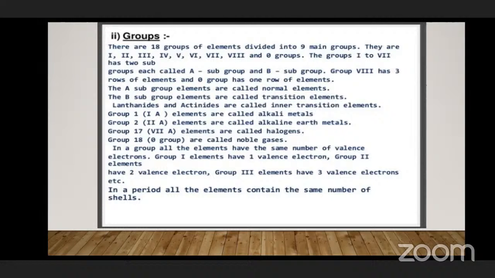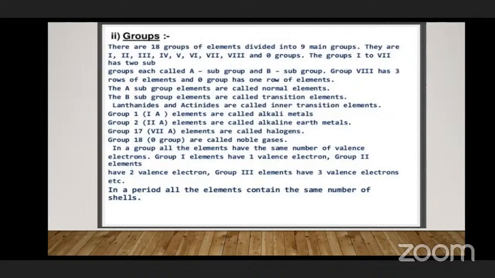Let us know that in Moseley's periodic table we have 18 groups. There are 18 groups of elements divided into 9 main groups. They are groups 1 to 8 and the 0 group. See, students, 18 groups are present as vertical columns. Initially, I told with the Arabic numbers there are 18 groups. In this, if you see, there are 1 to 8 Roman numbers and the 0 group, so in total 9 groups we are getting.